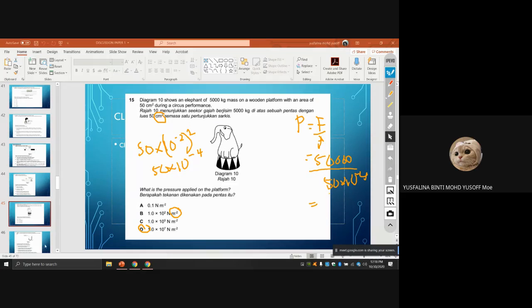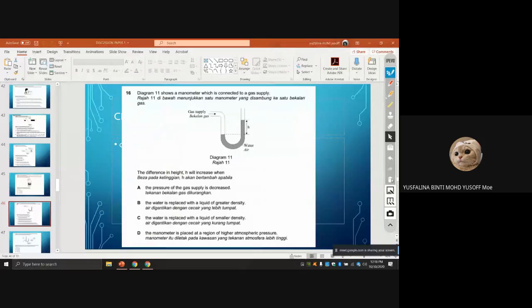Right, next question. Diagram 11 shows a manometer which is connected to a gas supply. The difference in height H will increase when... Okay, use the formula H equals P divided by rho g. If you want to increase the height here, the density should be lower, so you must use the liquid that has a lower density. So the answer should be C.